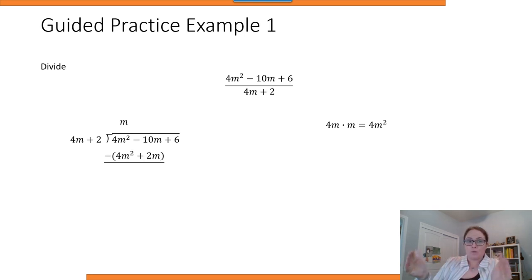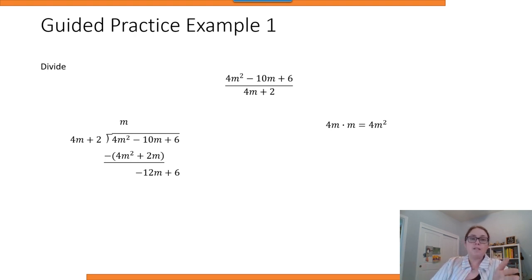And I'm subtracting that whole thing. So 4m squared minus 4m squared is 0 there, so those terms are gone. There's no m squareds. And then negative 10m minus 2m gives me a negative 12m. Then I drop down the next term. Really, we usually just drop down all of the terms. So here it was just the one, but just drop down the rest of the terms from the polynomial. And then we repeat the process.